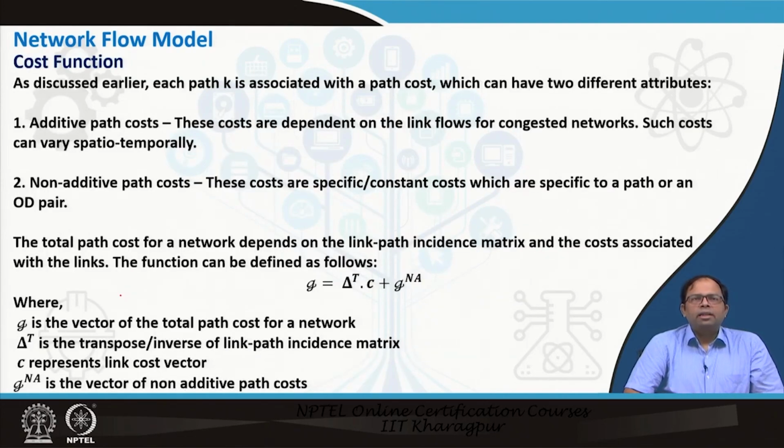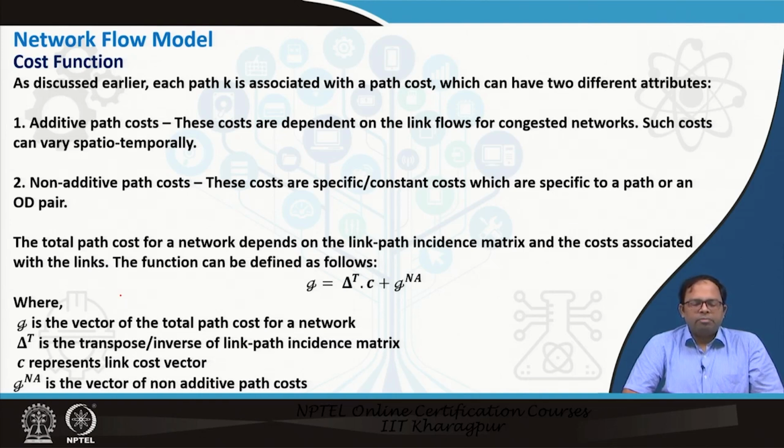So, once we do that, then we need to determine the cost of each path, because that is what we eventually want to determine: which path is the shortest path. That depends on the least cost path between each origin and destination pair, and each path k is associated with a path cost, which can have 2 different attributes.